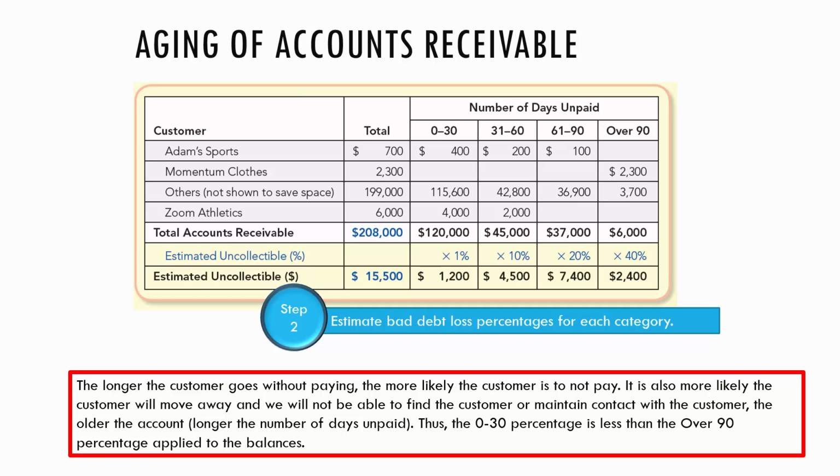So you can see from this, when we show our accounts receivable using the aging method, we need to show it at $208,000 minus $15,500. So that's a balance sheet. This is a balance sheet approach, whereas a percentage of sales was an income statement approach.